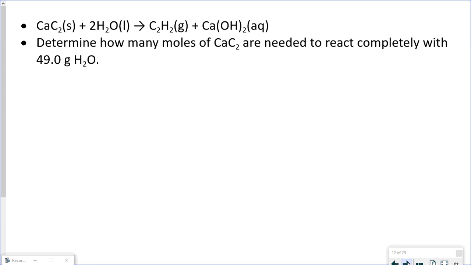Here we have the same reaction, but now we want to figure out how many moles of calcium carbide are needed to react completely with 49 grams of water. So always pay attention to where you're starting and where you're ending, because you won't always have those 4 steps. You may stop short of that. So always start with what's given. We're given 49 grams of water.